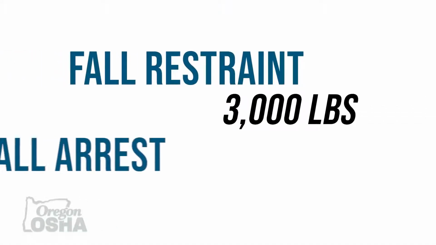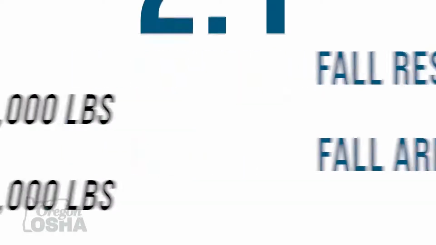But then we also have to take into effect, were our anchor points strong enough? Fall restraint in Oregon, we need 3,000 pound anchors. In fall arrest, we need 5,000 pound anchors or 2-to-1 safety factors. Do I have the correct anchors? What happens after the fall? Do I have systems set up so that I can rescue the person who's just fallen? Does everybody understand that there might be some swing fall involved and that they're further down than they thought they might be? So there's a lot more that has to be done. There's a lot higher level of training that has to go on with fall arrest than there is with fall restraint.